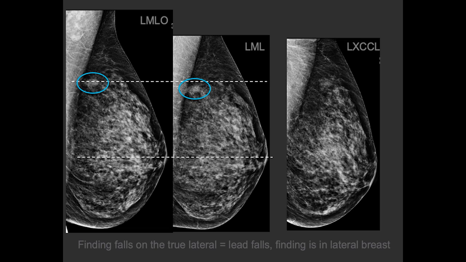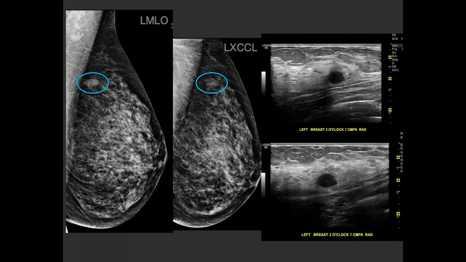And we performed an XCCL in this patient and showed indeed the lesion had a correlate in the lateral aspect of the breast. An ultrasound was performed and we found the mass, and this turned out to be a high-grade invasive ductal carcinoma.